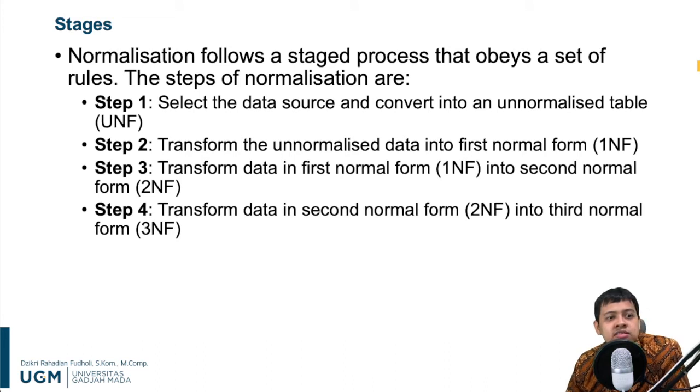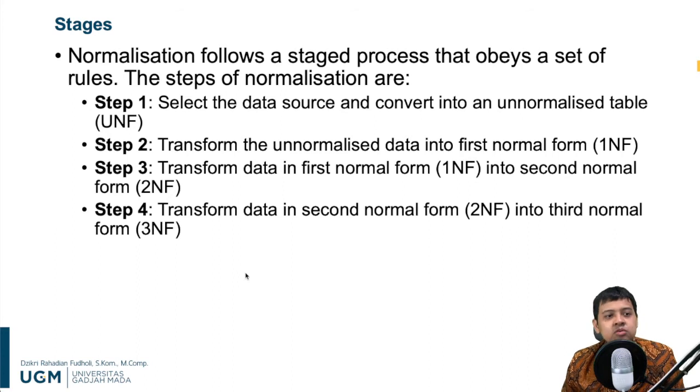So here are the steps. Normalization follows a staged process that obeys a set of rules. In step one, we select the data source and then convert it into an unnormalized table, or UNF, just like the example before. UNF is just a table without any normalization.